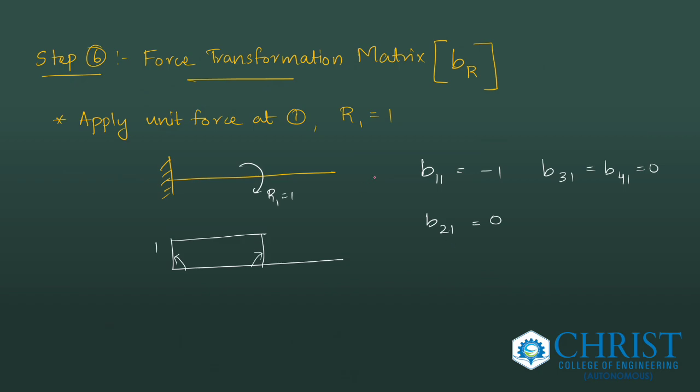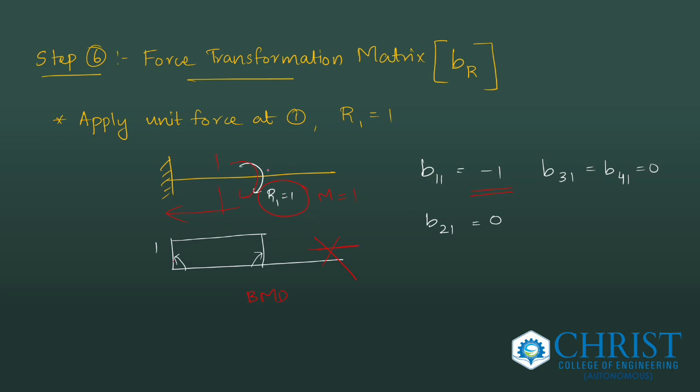Now, force transformation matrix: apply unit force at the first system coordinate. So, R1 equal to 1, that is a moment, M equal to 1, I have applied. Find out the BMD. Any section I take, it is one itself. Here on this side there exists no bending moment because the load is applied only here. So it will take its direction backward only. So B11 is -1 because it is anti-clockwise.